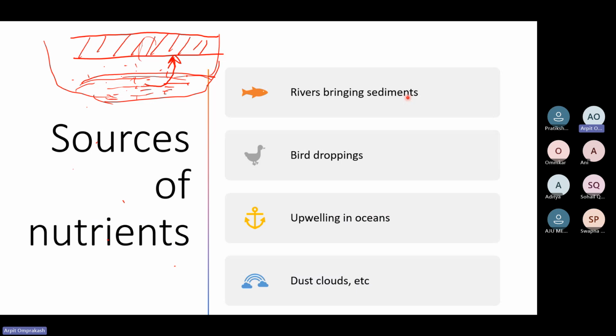Then in these ponds and lakes, the major source of nutrients is rivers which bring in sediments, bird droppings which lead to nitrogen, and upwelling in the ocean. Upwelling is when, due to wind and other flow of currents, the water that is below the surface comes to the top. Right. Yeah, dust clouds and all that also bring nutrients.